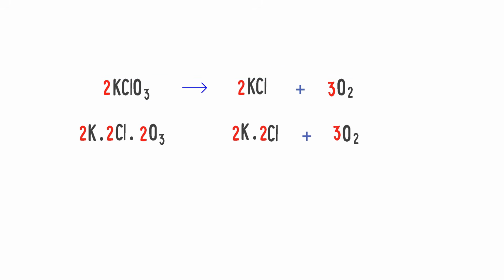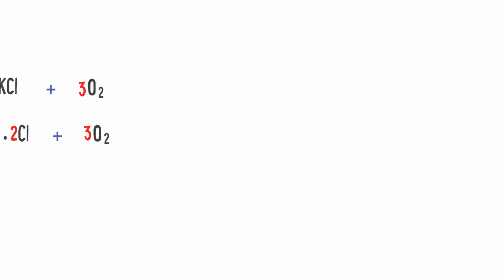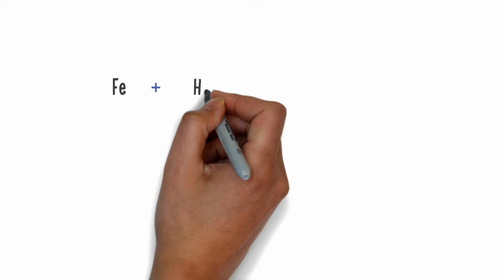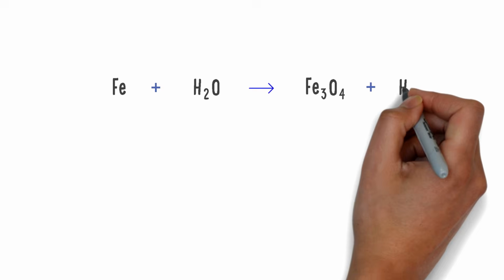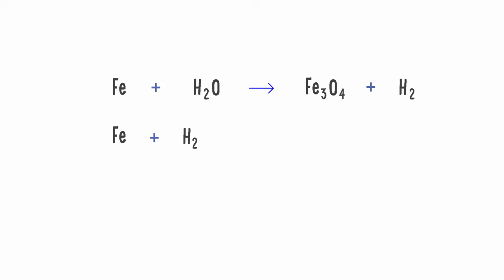Now I will show you how fast I can balance any chemical equation using this trick. For example, consider iron plus water react together to form iron oxide plus hydrogen gas. We know about the order of balancing atoms in a chemical equation. There is no other metal except hydrogen and oxygen. So start balancing from metals.